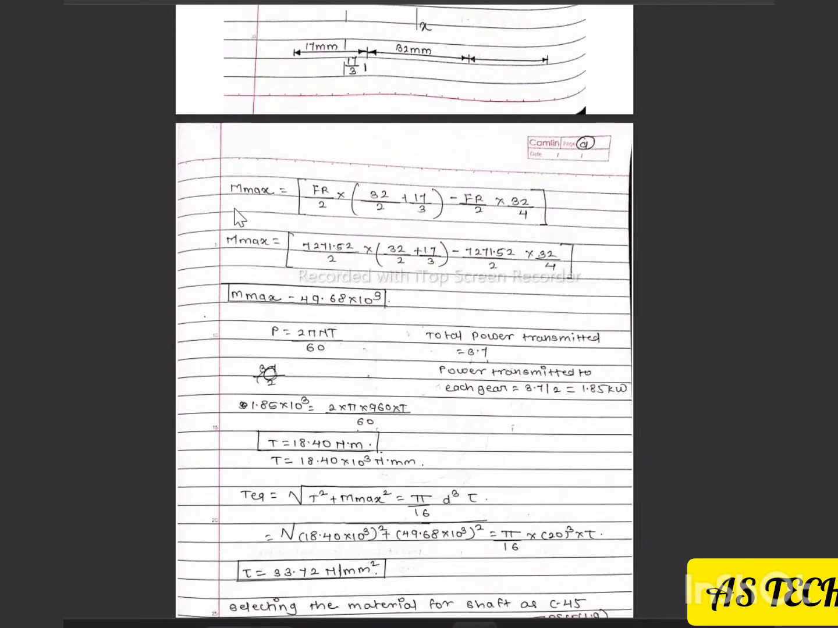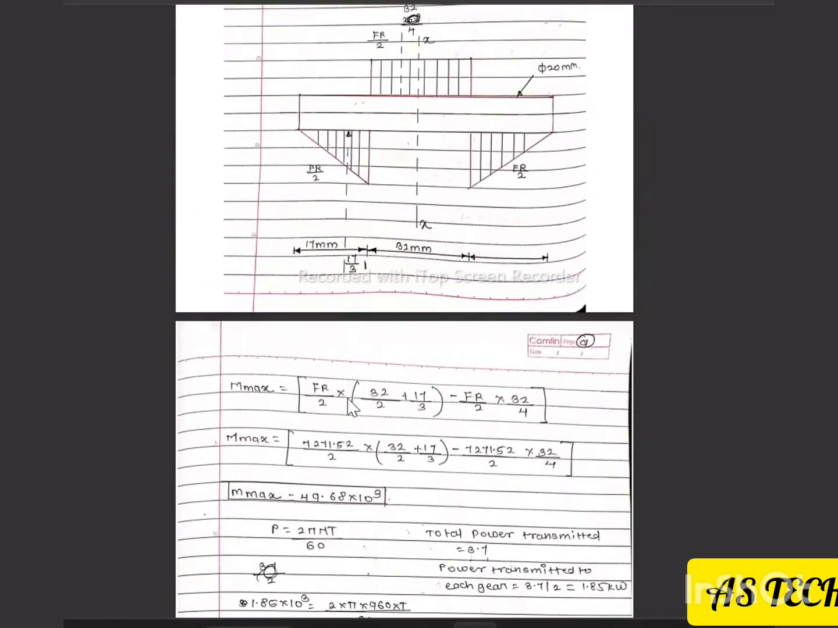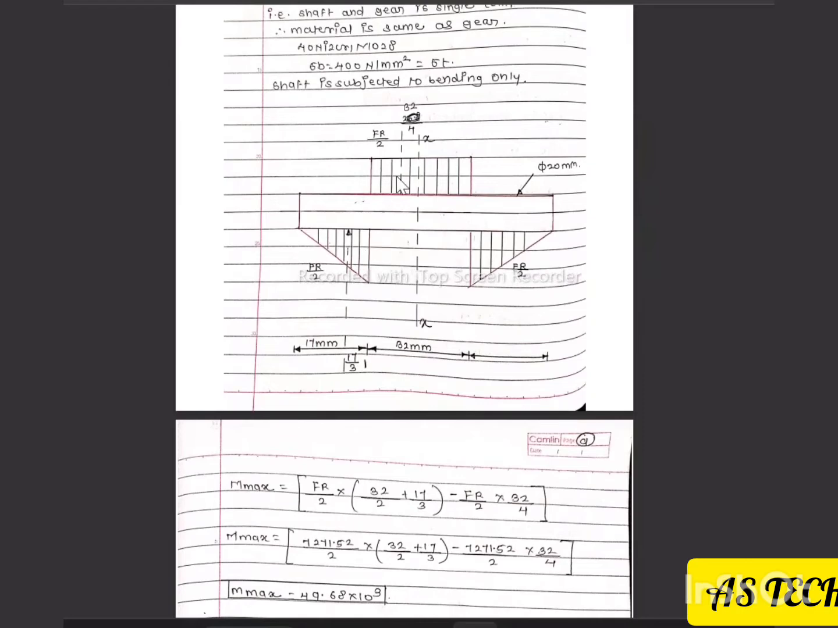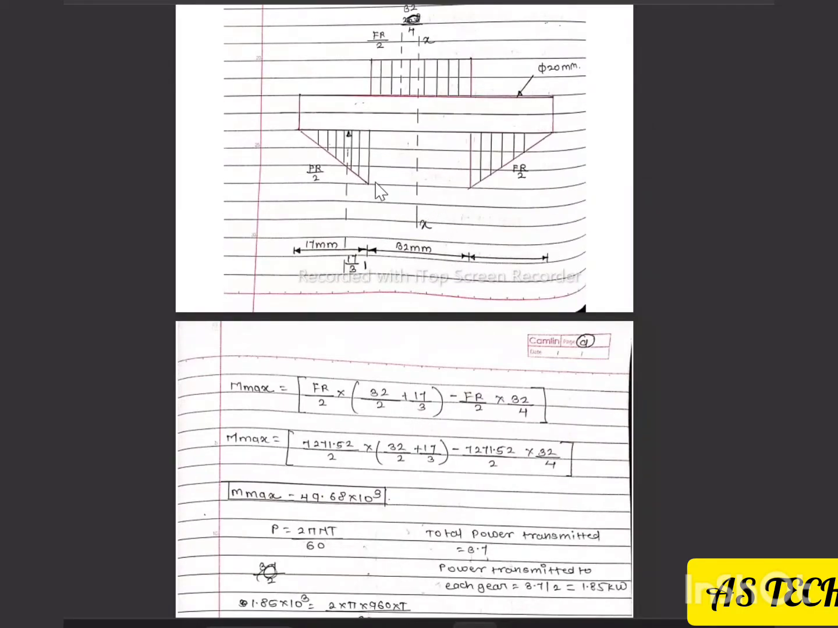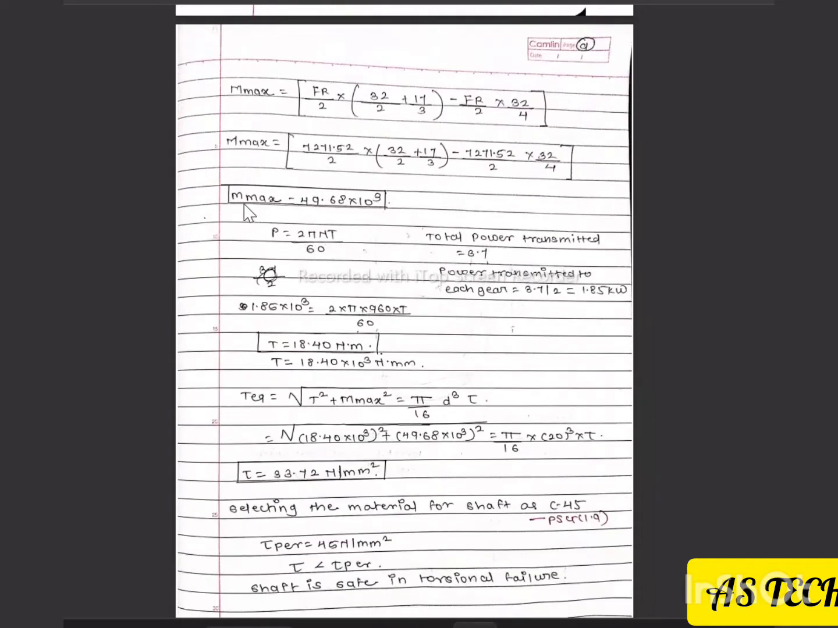So for this we need to calculate M max. The formula is Fr by 2 into B by 2, this width is B by 2, plus this 17 by 3, minus Fr by 2 into this B by 4. Put all the values, we get the value of M max.